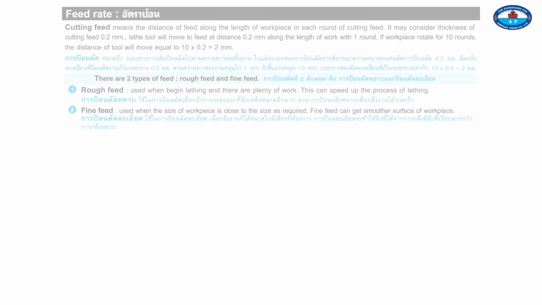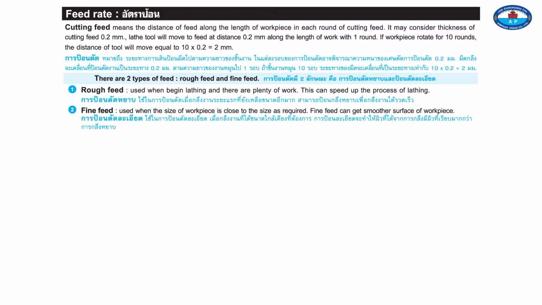Page 155. Feed rate. Cutting feed means the distance of feed along the length of the workpiece in each round of cutting. It may consider a thickness of cutting feed of 0.2 millimeters. The lathe tool will move to feed at a distance of 0.2 millimeters along the length of the work with one round. If the workpiece rotates for 10 rounds, the distance the tool will move equals 10 times 0.2 equals 2 millimeters.